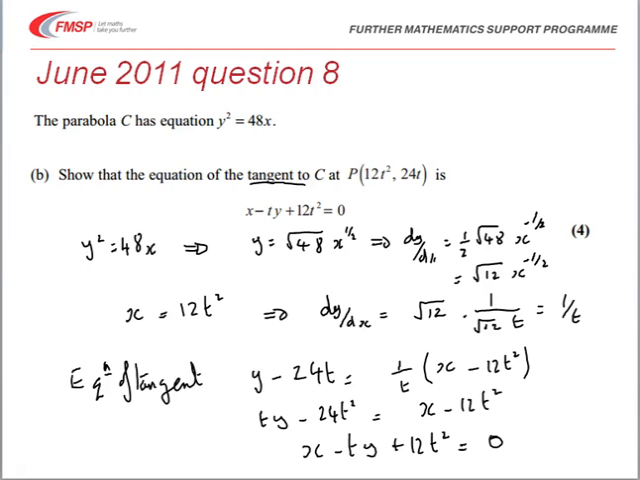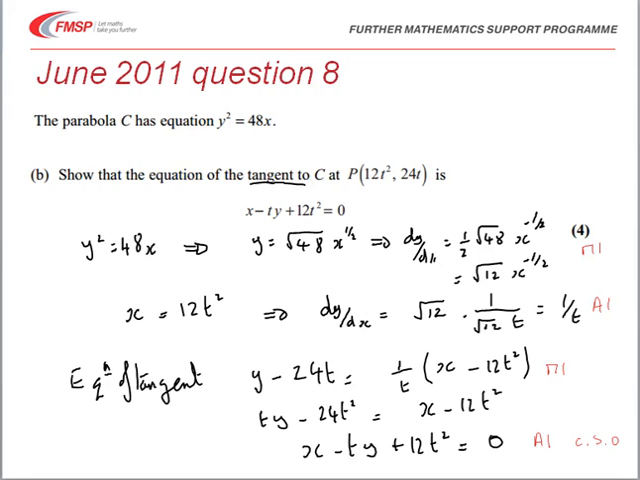The marking there was a method mark and an A mark for getting the gradient, specific gradient, to be 1 over t, and then a method mark for substituting the values that you know into the straight line equation, and then an A mark for getting the final solution. Because this solution was given to you, this is what's called a correct solution only mark. In other words, any errors would lose that A mark.